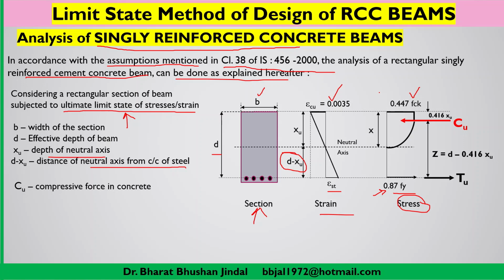So we are just considering that at the ultimate limit state the maximum compressive stress in concrete is 0.447 fck, and the maximum tensile stress is expected to be 0.87 fy after the application of all the partial safety factors which are recommended in the limit state methodology. Now when you take out the area of this stress block, the total area of this stress block will give us the value of the compressive force, which is given as Cu.